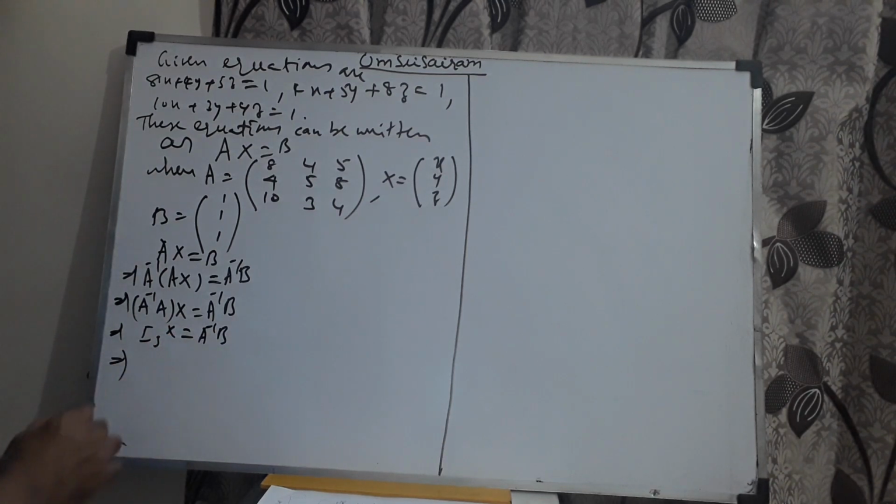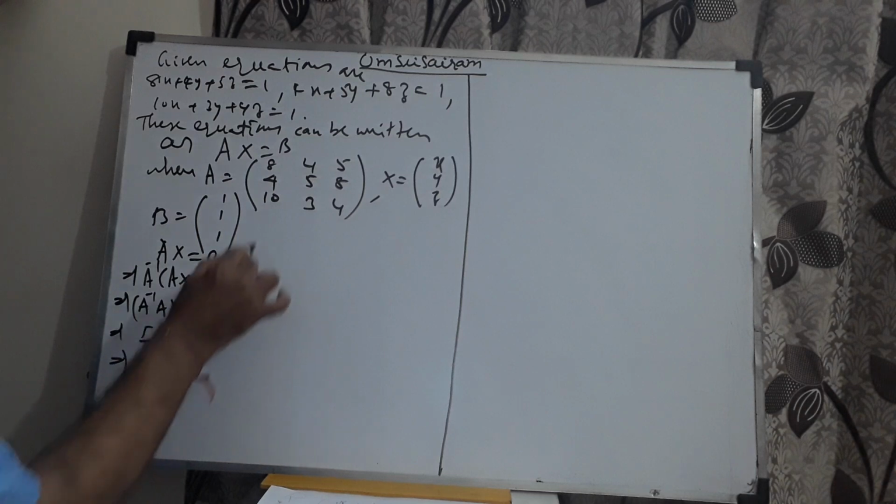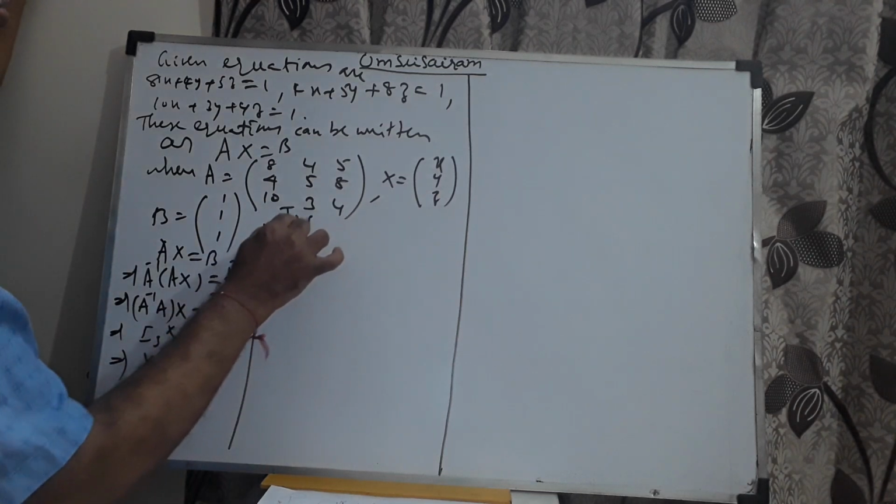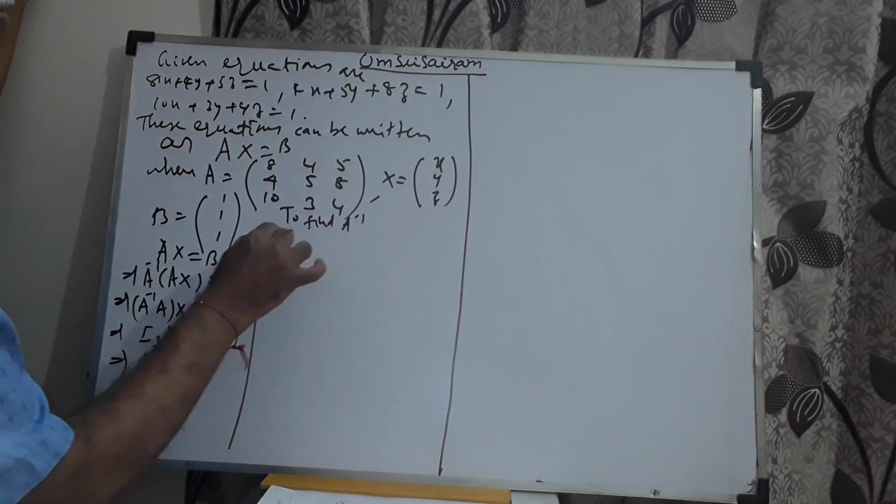Where I3, I2, I4, everything plays the role of number 1 in ordinary number theory. I3 multiplied with X will give you X. Any number multiplied with 1 will give you the same number. Similarly, identity matrix multiplied with the corresponding matrix where the multiplication is possible will give you the same matrix. Therefore, X will become A inverse B. Let me now find A inverse.